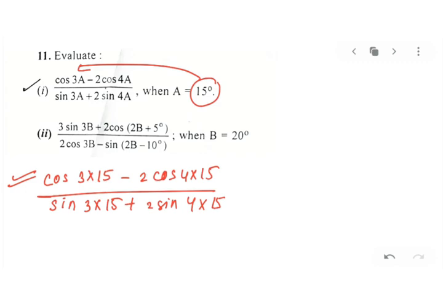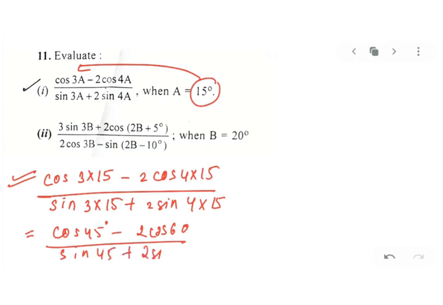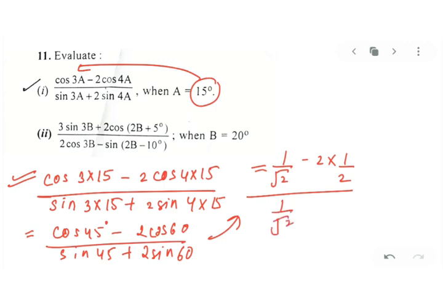Once I do that, I'll get (cos 45 minus 2 cos 60) upon (sin 45 plus 2 sin 60). Now you have to just put in the values here. Cos 45 is 1 upon √2, minus 2 into cos 60, which is 1 upon 2, upon sin 45, which is 1 upon √2, plus 2 into sin 60, which is √3/2.